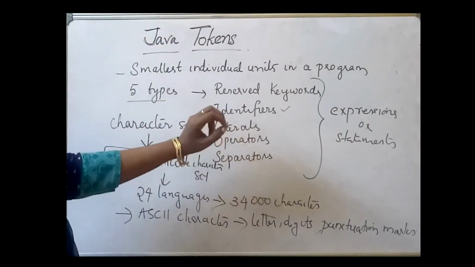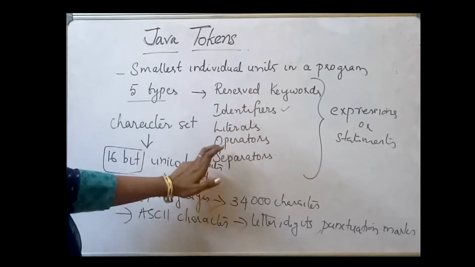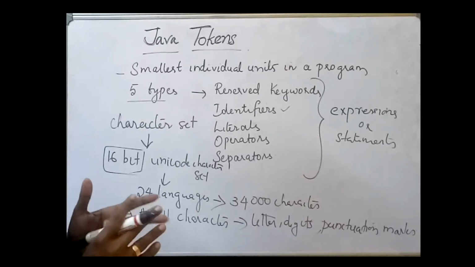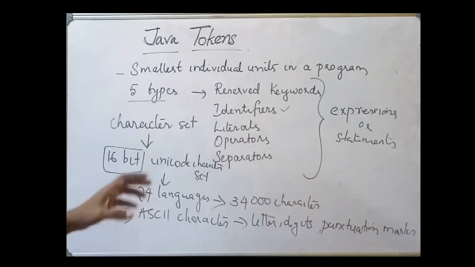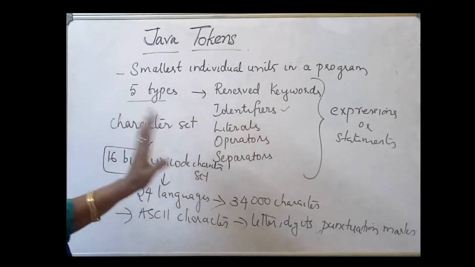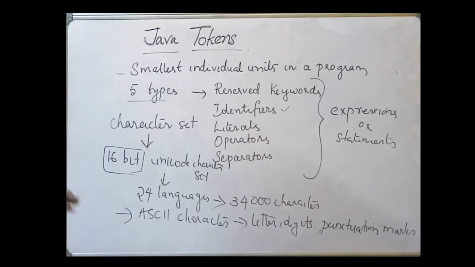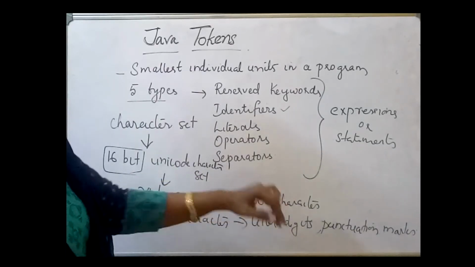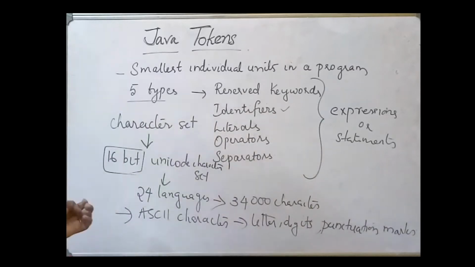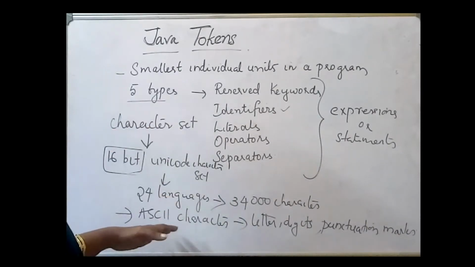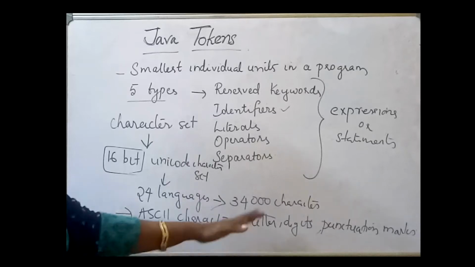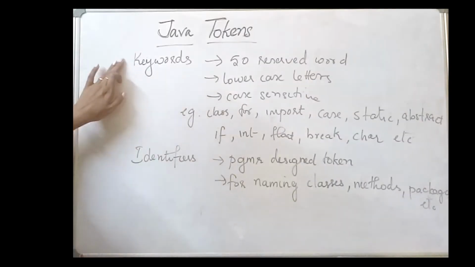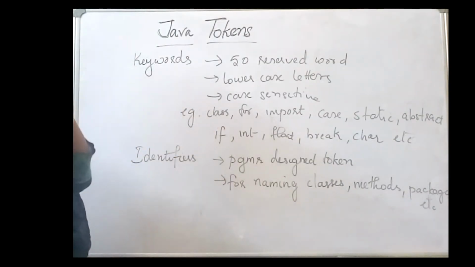So that's all about the introduction to tokens. Now we will see some detail about each and every token. ഇത്ര ഓർക്കുക, 5 types of tokens ഉണ്ട്: keyword, identifier, literal, operator and separator. And in order to write these things we need a character set, and Java is actually supporting 16-bit Unicode character set which contains about 34,000 characters. But for a small program we usually prefer ASCII character set which includes letters, digits, punctuation marks, etc.